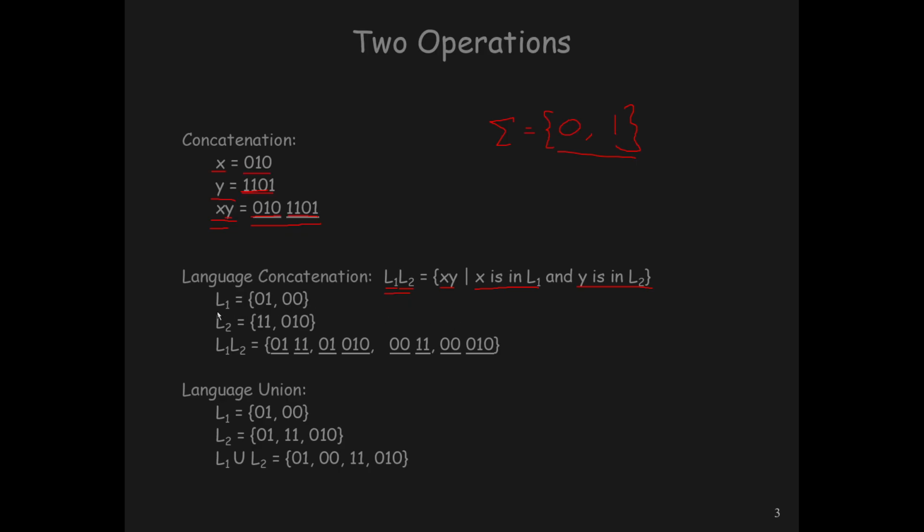So suppose you have L1 equal to 01 and 00. So that's two strings. And L2 is 11 and 010.